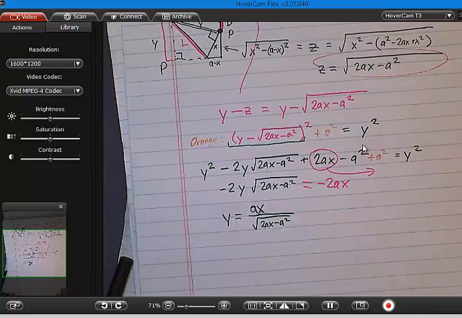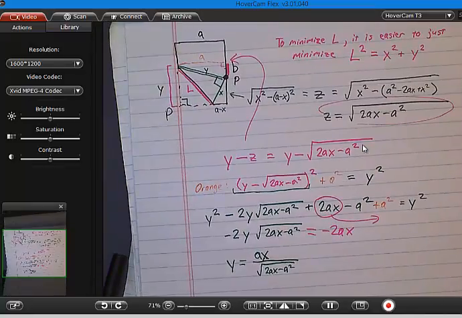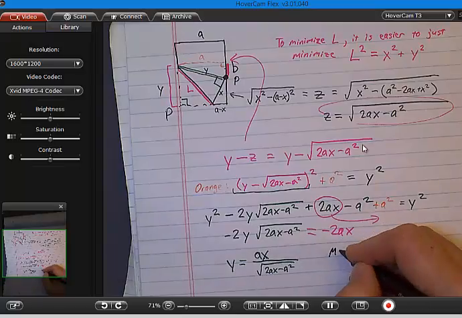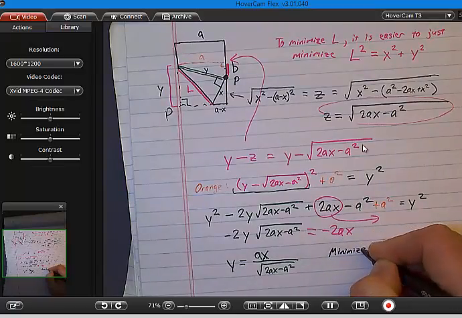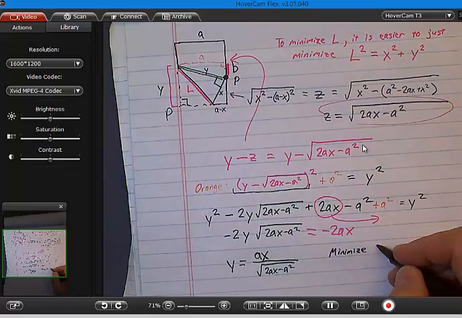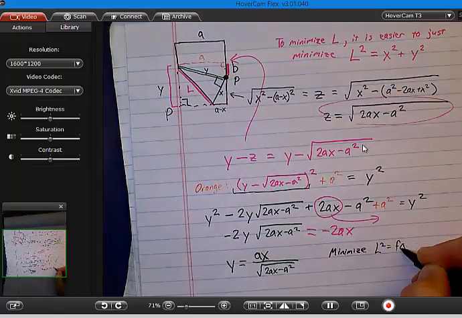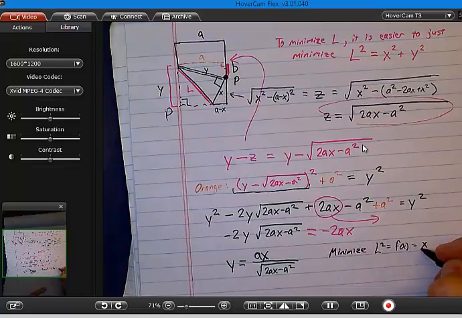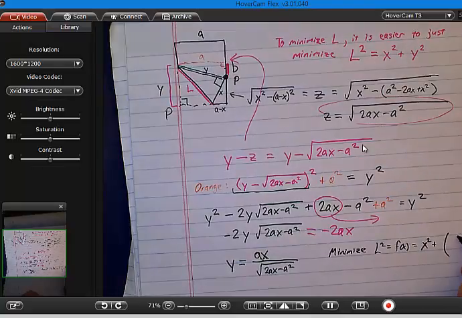All right, that's a lot of algebra we just did. And what are we trying to minimize? L squared, which is X squared plus this thing squared, because here's Y. So now, here I am, I'll write it in black, minimize. Instead of L squared, let's call it f of x. So it's X squared plus Y squared, which is this big ugly fraction squared. So it's AX over the square root of 2AX minus A squared.